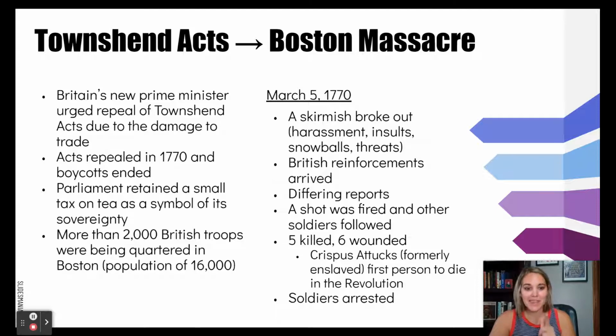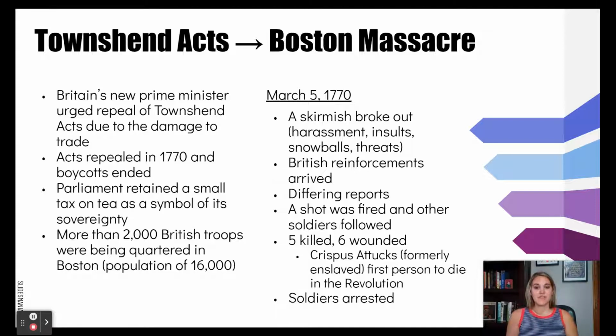And it's important to note that there are still tensions that are going to go on. Just because they repeal a tax doesn't mean everything is magically over. And the reason behind this is that there are still British troops being quartered in people's homes. If we look at just the population of Boston, that was a population of 16,000, and 2,000 British troops were being quartered in this city.